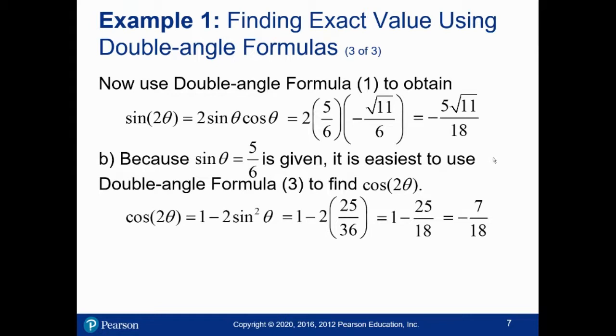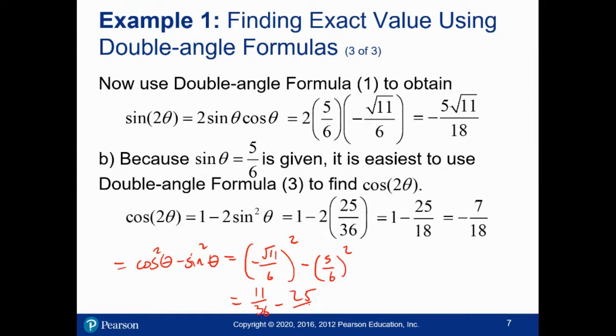Okay, now we did end up finding the cosine of theta for part A, so you could have used one of the other formulas as well. Just for the sake of argument, suppose we instead used cos squared theta minus sine squared theta. The cosine of theta we found in part A is negative root 11 over 6, which I have to square. Then I have to subtract sine squared theta, which is 25 over 36. I end up with 11 over 36 minus 25 over 36, which gives me negative 14 over 36, aka negative 7 over 18. Same thing.